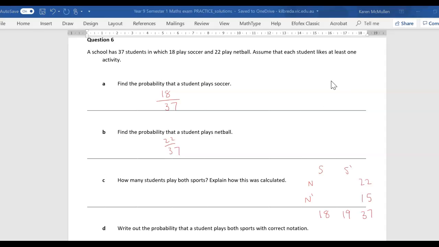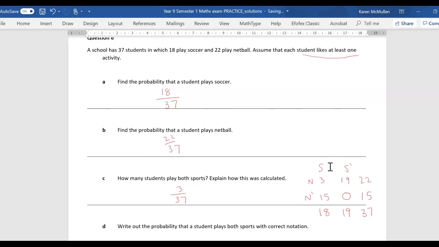All right, I realize the important bit of information for this one. Student likes at least one activity, so that means the 0 has to go here. So we've got 0 students who don't play netball or soccer. Okay, that's going to be so much more helpful. So this is going to be 19, 3, and this one's going to be 15. So how many students play both sports? 3 out of 37. So there's always enough information to do a table. Often it's how many play both, but this one told me that students play at least one sport, so that meant the 0 had to go there.